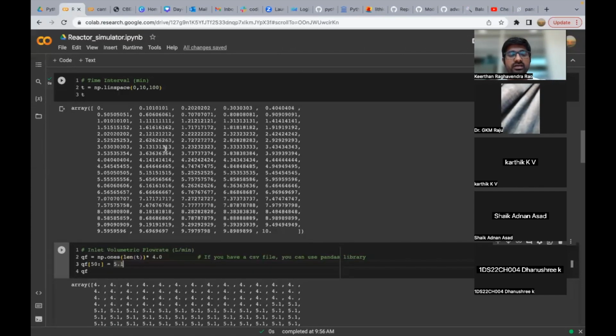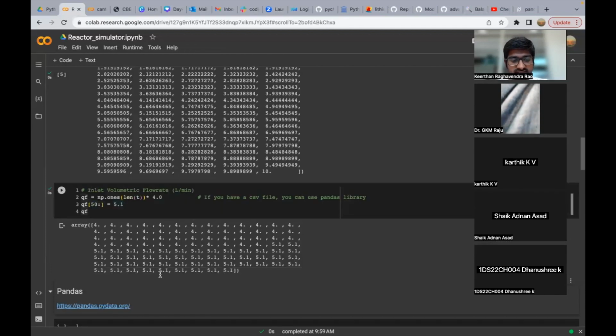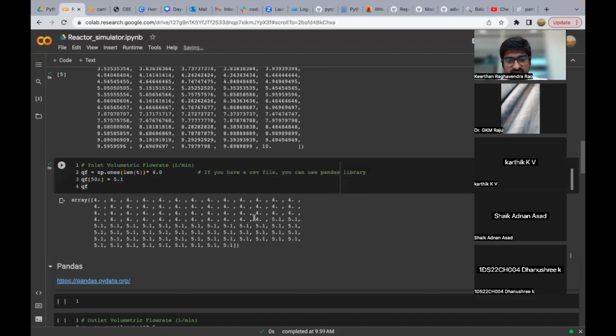So if you're recording your data on this particular reactor, at every periodic instance in time, you are getting your input flow rate and input concentration and so on and so forth. So that's why you need to have the same length for QF. And here, just to make sure that it's not one, I just multiplied by 4. So then at some point in time, I'm changing the feed volumetric flow rate to 5.1. So this array will look something like this. It's 4 up to about the 50th time instance, and then after that, it's all 5.1.